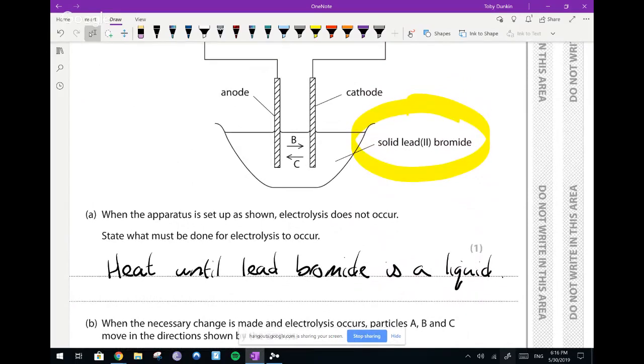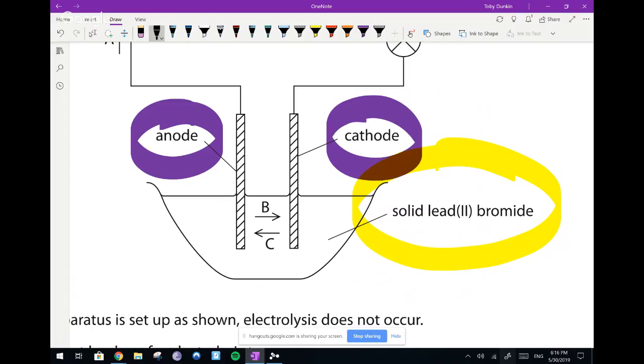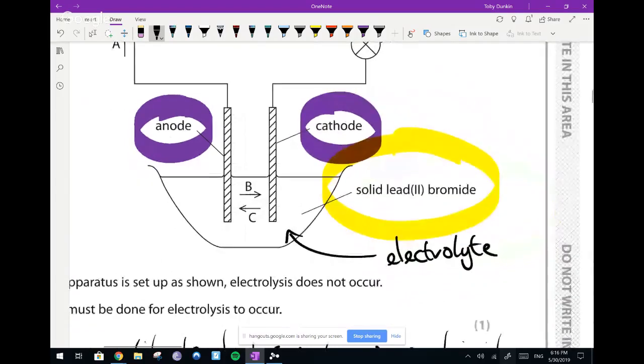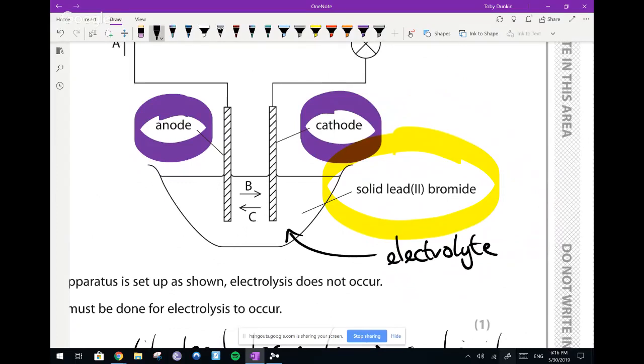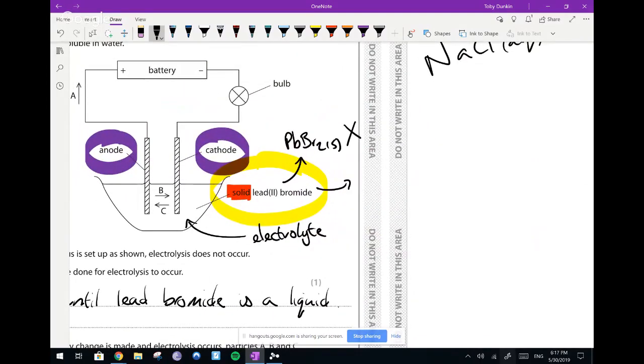And it says, when the apparatus is set up and shown, electrolysis does not occur. State what must be done for electrolysis to occur. Now, the reason why it doesn't is because we know that for electrolysis, you've got your electrodes. We've got our two electrodes, and of course, we need to put the electricity through an electrolyte. An electrolyte, of course, is a liquid or solution that can conduct electricity. Now, in this case, you'll notice this key word, solid lead bromide. It is ionic, but remember, ionic substances do not conduct. So lead bromide, PbBr2, as a solid will not conduct because the ions are locked in position and are unable to move through the structure. However, we know that lead bromide will conduct when molten, aka liquid.